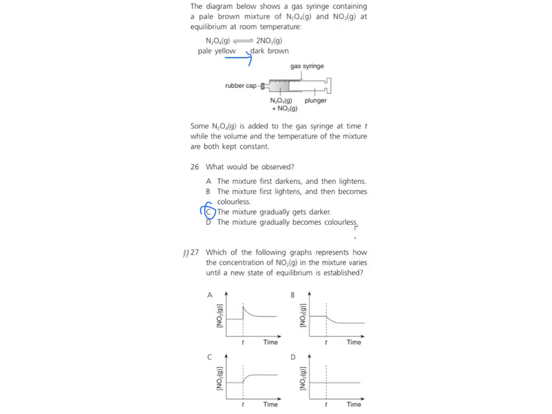Which of the following graphs shows the concentration of NO2 varying? The NO2 would have started off, then the NO2 would have gradually increased as a result of the shift in equilibrium, so C is the best answer.